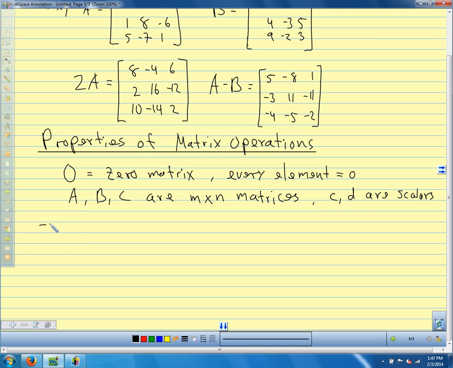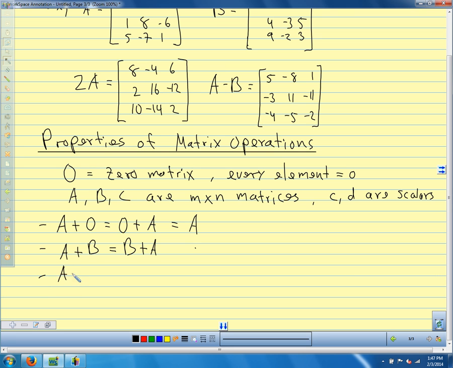So, our properties for matrix addition. Any matrix plus a zero matrix is the same as the zero matrix plus our matrix. We just get our matrix back. The order that we add matrices doesn't matter, so we can change the order when we add. We'll talk about multiplying matrices tomorrow, and there, the order that we multiply the matrices does matter. Order doesn't matter for addition.